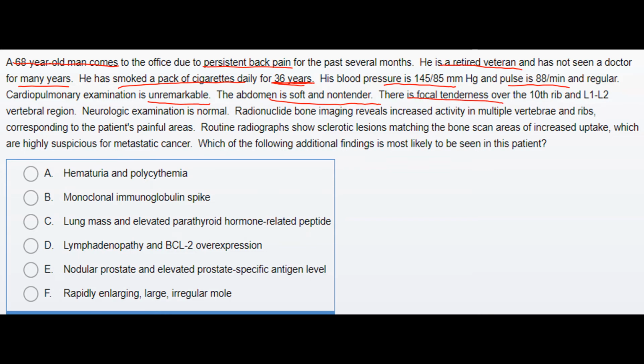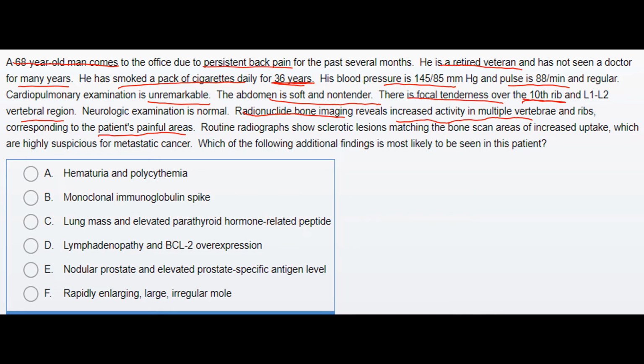There is focal tenderness over the 10th rib and L1, L2 vertebral region. Neurologic examination is normal. Radionuclide bone imaging reveals increased activity in multiple vertebrae and ribs, corresponding to the patient's painful areas.